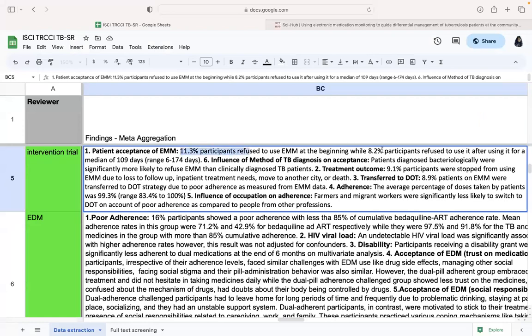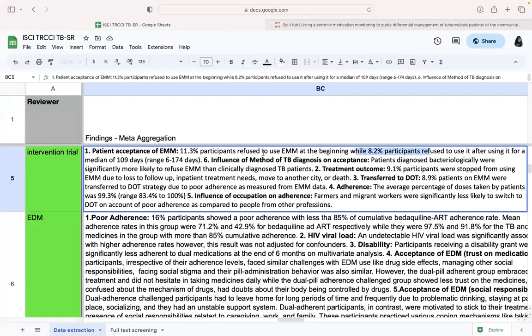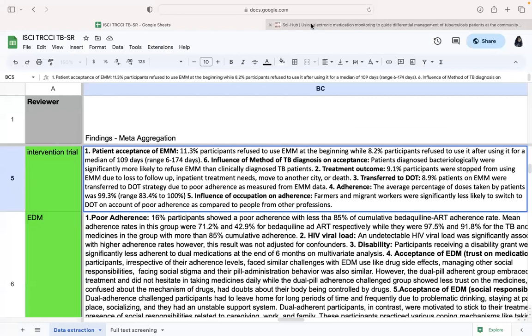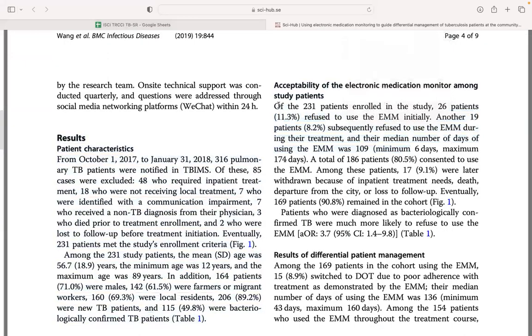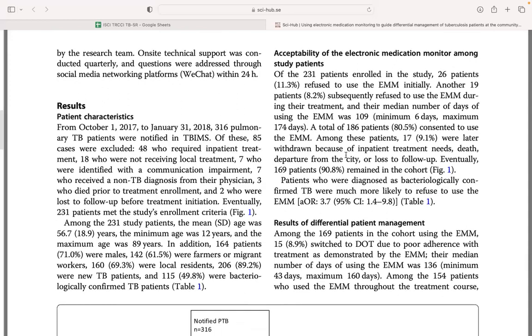11% participants refused. So what I did was I read both these sentences, analyzed them and rewrote them in my own words. This is very important. I did not just copy paste these 2 sentences in the table and change 1 or 2 words or make it from active voice to passive voice. I did not do that. So that is important to know. Now coming to the next sentence.